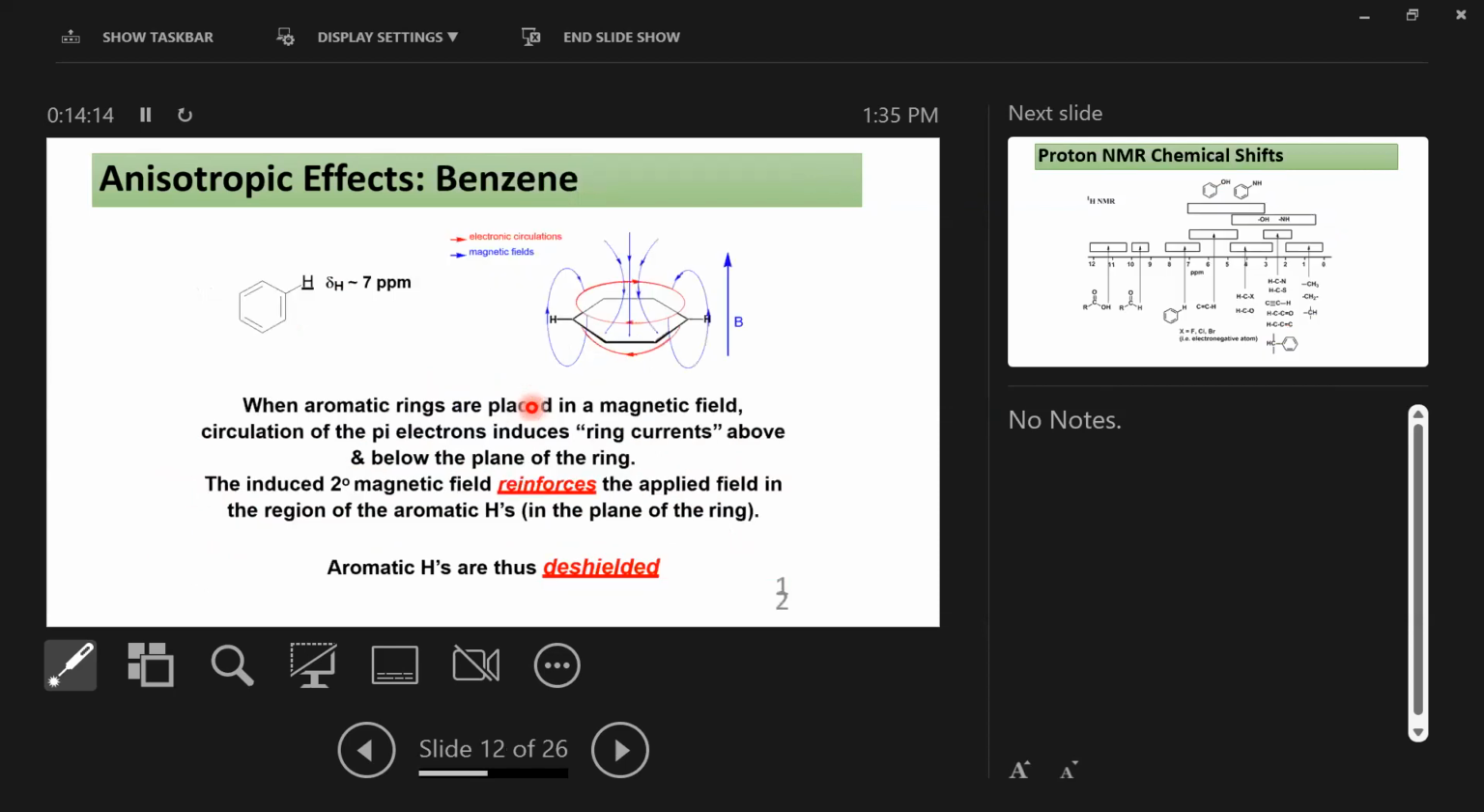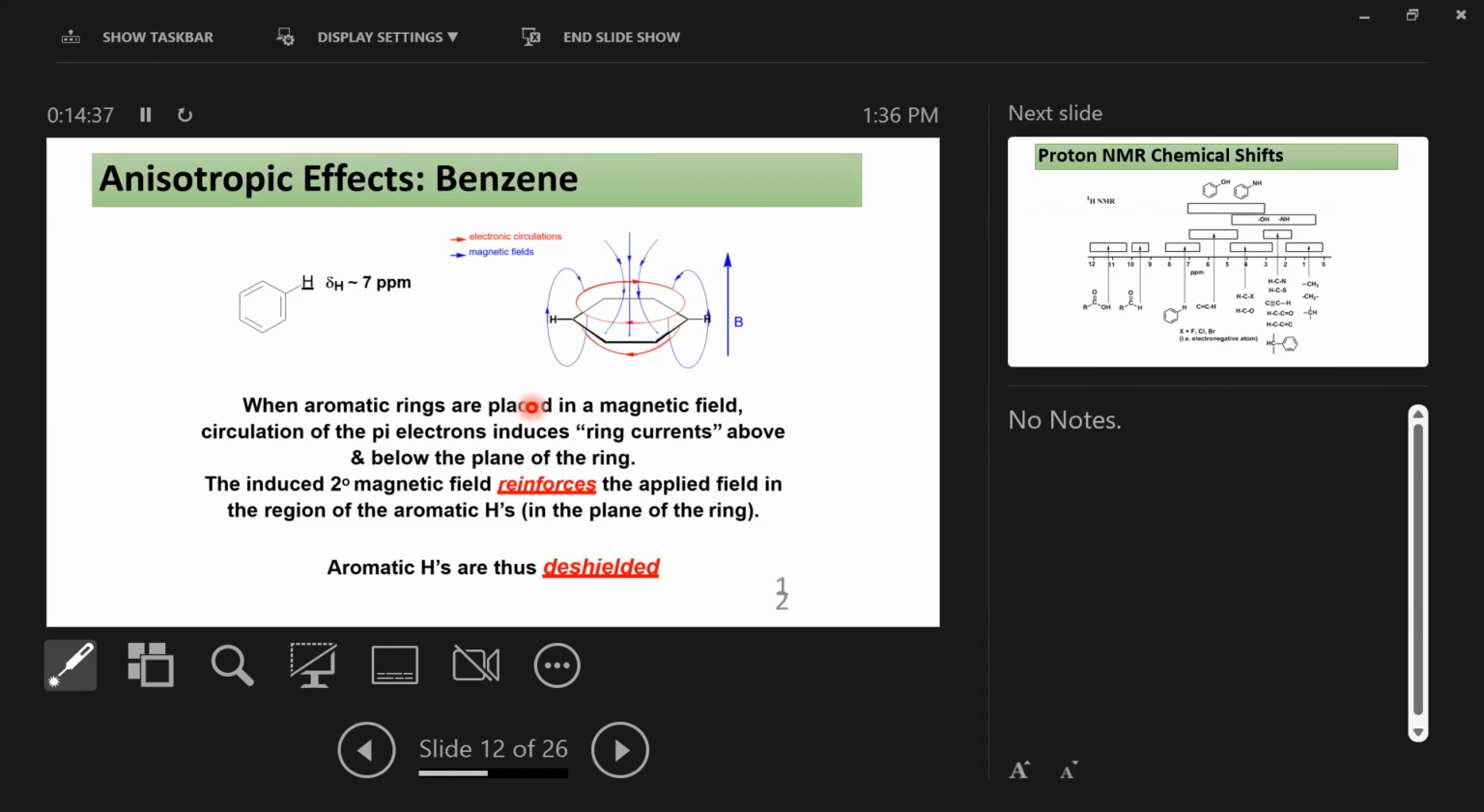Do I need to go through benzene now? It's the same principle, so I'm going to skip over it. Same thing: the secondary magnetic field reinforces the applied magnetic field, so it becomes more de-shielded. That's why it typically comes around 7 to 8 ppm.